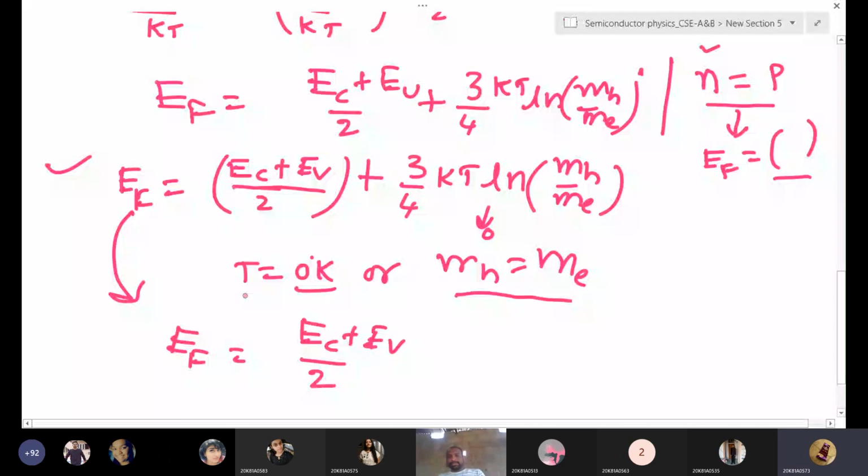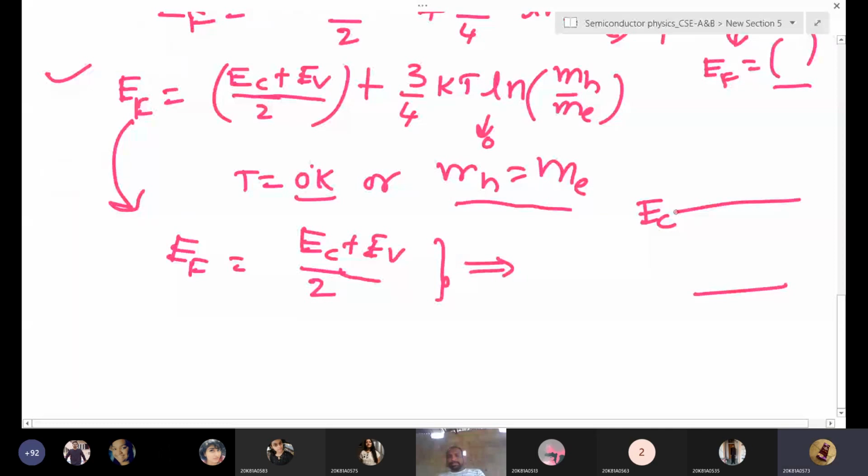Sorry, EC is the lowest energy of the conduction band, and this is EV, the highest energy of the valence band. The average of these means we can locate EF exactly in the middle of these bands. So from this expression, the significance is that for an intrinsic semiconductor at 0 Kelvin, the Fermi level is exactly in the middle of the band gap.